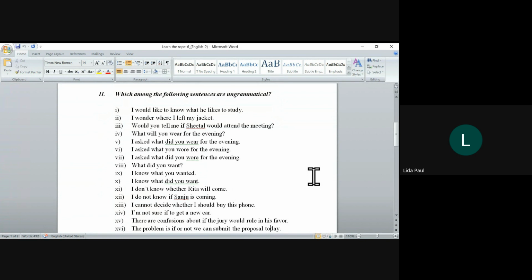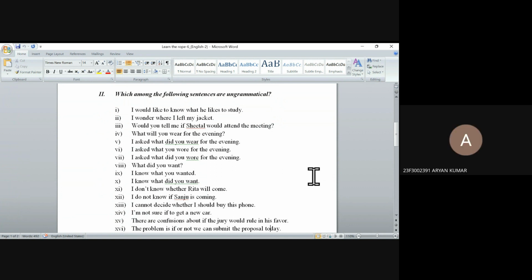Okay, so let's look at the first question. What we are going to do in this exercise is look at these sentences and make a judgment about their grammaticality, right? So we're going to see whether the given sentences with these clauses are grammatical or not. Okay, first question. I would like to know what he likes to study. What do we have in this sentence? Do we have a question clause, or do we have if and whether, or do we have a that clause?